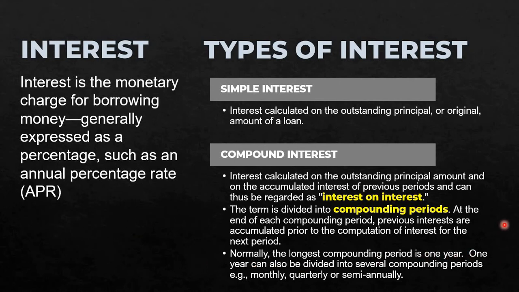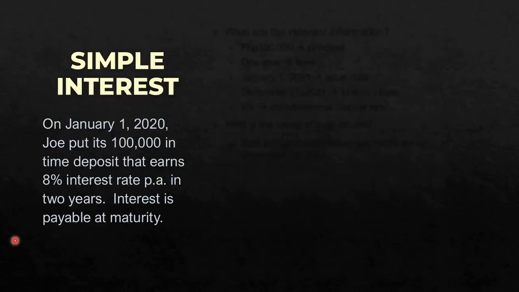So, ang most common compounding period is 1 year. Then, 1 year can also be divided into several compounding periods. So, minsan may monthly tayo, quarterly, or semi-annually. So, ngayon, let us provide an example for simple interest. Pero, mabilisan lang to kasi our focus is compound interest.